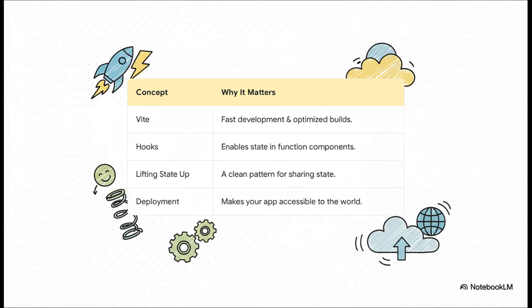So let's just take a second and recap the journey we just took. We started with Vite to guarantee a fast, modern development workflow. We used React hooks, useState and useEffect, to give our components a memory and the ability to perform actions. We learned the proper way to structure communication between components by lifting state up. And finally, we completed the whole cycle by deploying our app for the world to see. These really are the core pillars of modern React development.